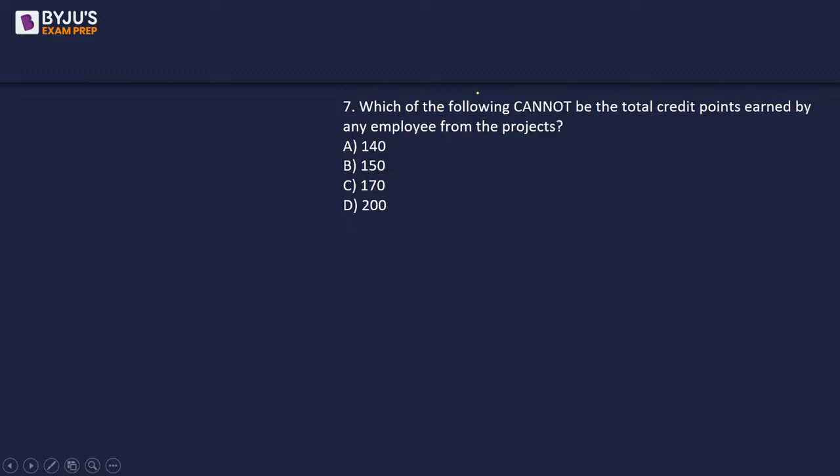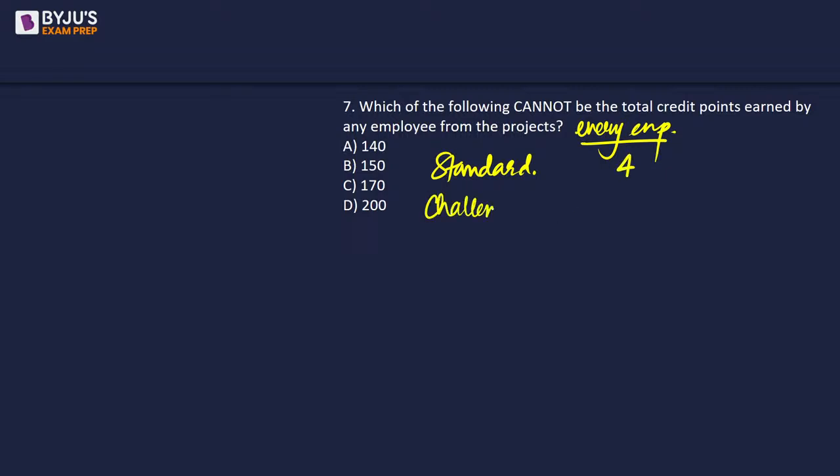Next, which of the following cannot be the total credit points earned by any employee from the projects? Well, for this we do not need any. So if we look at standard, every employee works for 4 standard and then 1 challenging, right? And each standard, the points awarded to the person is going to be multiples of 100 by 4, which is 25. So it's either 0 or 25. And for challenging, it is 200 by 5, which is 40.